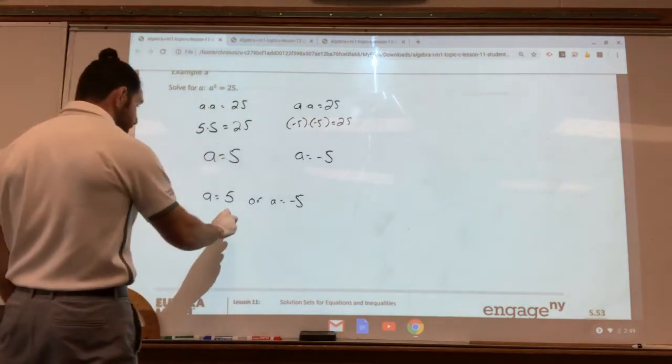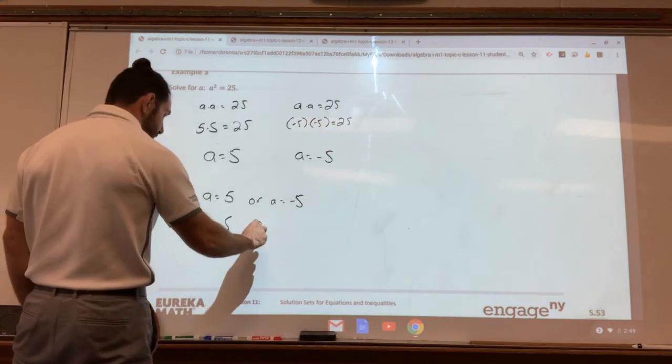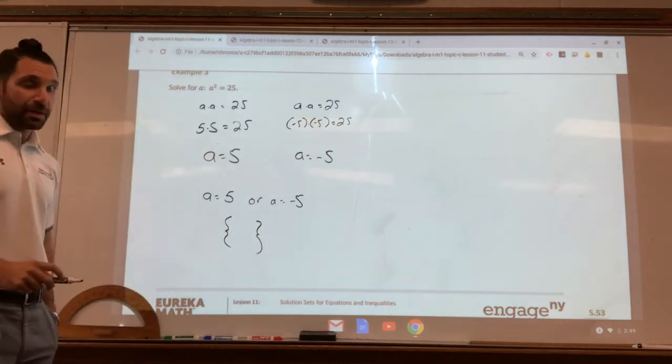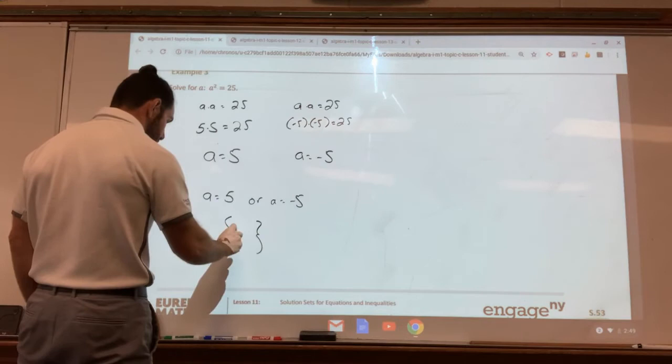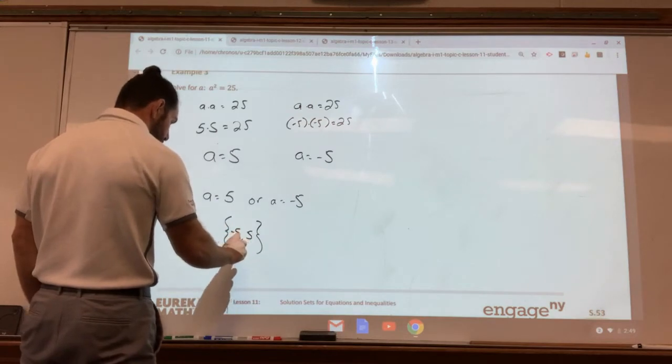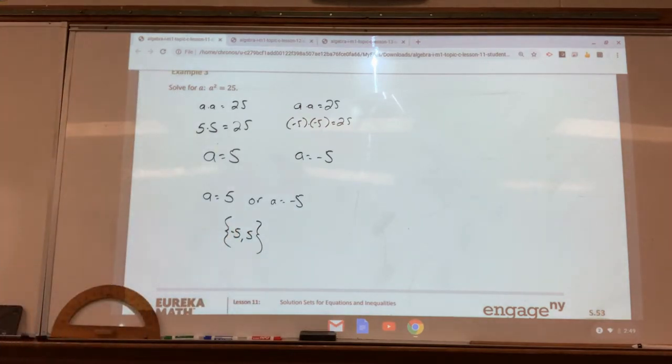The solution set, though, is written in these brackets. And we start with the smaller number and we put a comma. Notice they're brackets, they are not parentheses.